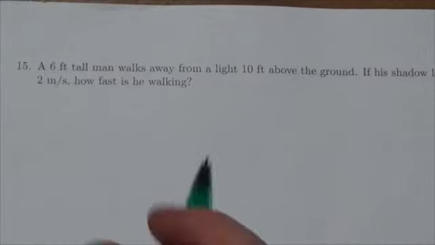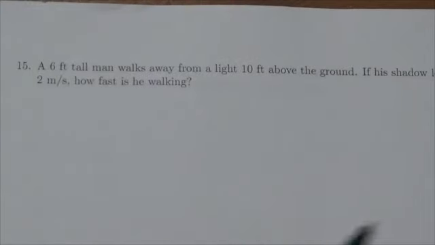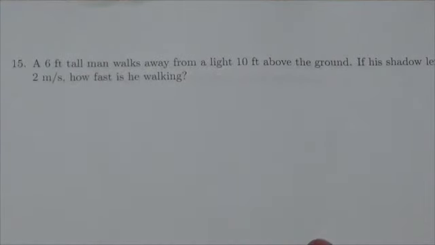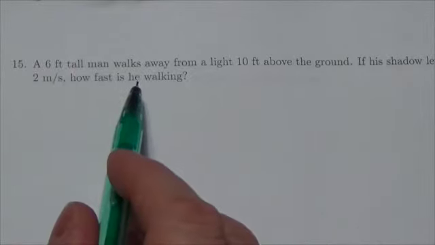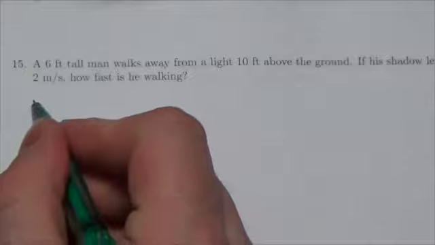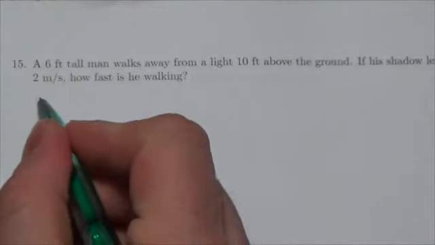This is question 15. And actually this is a classic. This is one of those calculus problems that you have to do if you're in a calculus class. A 6-foot tall man walks away from a light 10 feet above the ground. So here's the scenario, kind of drawn out.